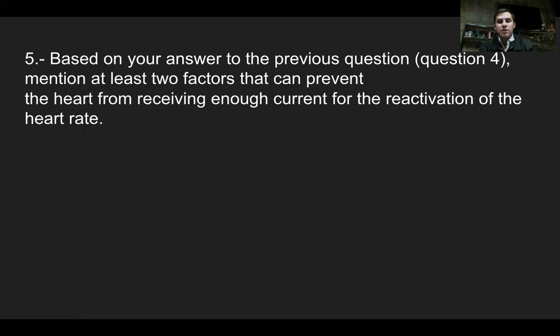And then here we have a question that says we have to mention two factors that can prevent the heart from receiving enough current for the reactivation of the heart rate. I think this can be because of a battery error. You need to have, as I mentioned before, a good and constant power source. And also, in some occasions, this gadget has inefficient or excessive detections that can make you not receive enough shocks, or receive more shocks than you need, and this can all affect the health of the patients.